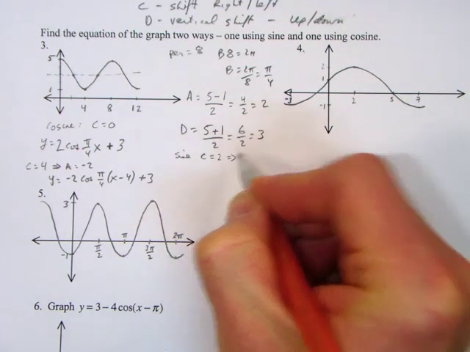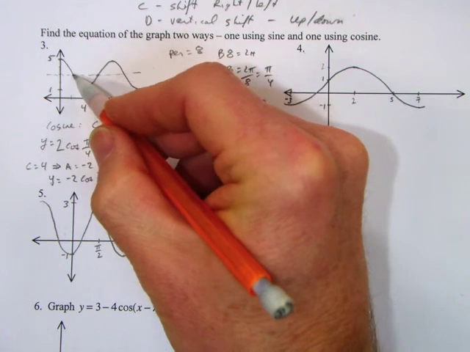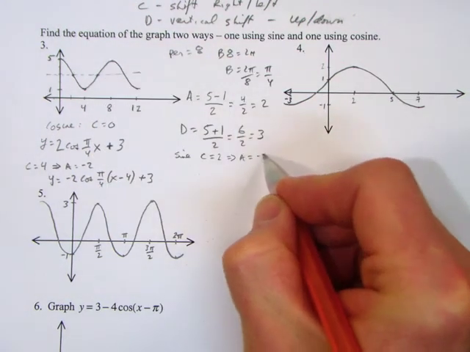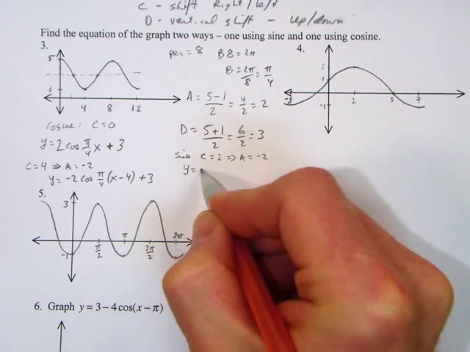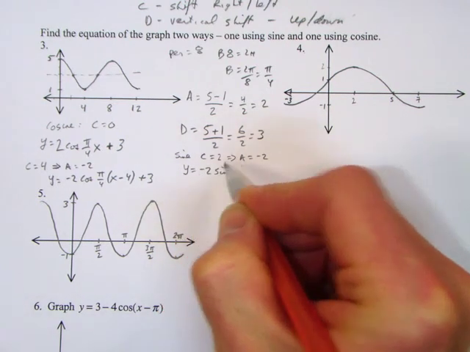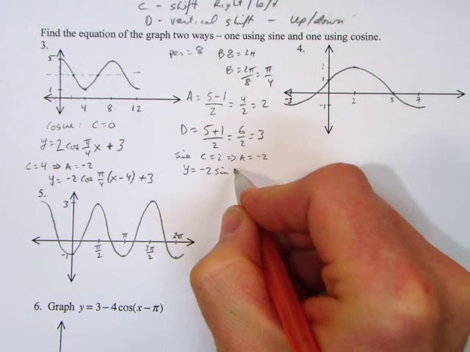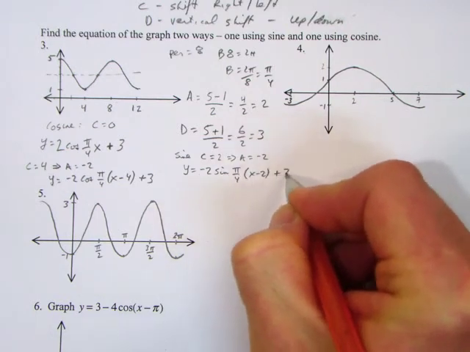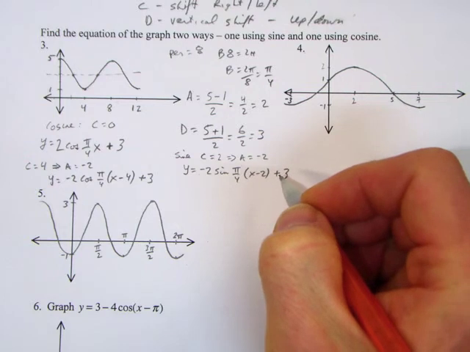But if C is 2, where does sine normally go? From our midline, it goes up. But this one goes down. So that means A is negative 2. So y equals negative 2 sine of, we still have our B is the same, pi over 4. We're going to shift it 2 units right. And our D has to be the same as well.